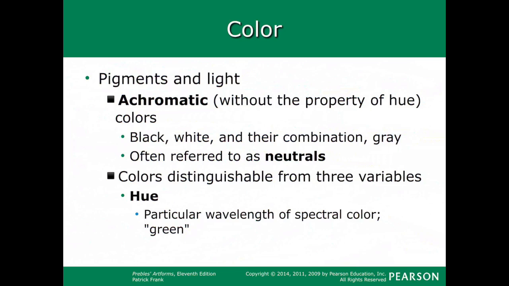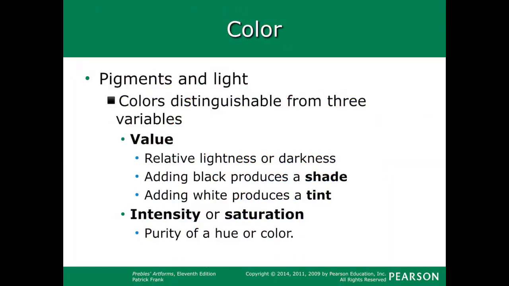So, more characteristics of color. Achromatic is when the color has no property of hue. So achromatic basically means no color. It is basically black and white, and the combinations of grays, often referred to as neutrals. Color is distinguishable from three variables. The hue is affected by the particular wavelength of spectral color, such as green.